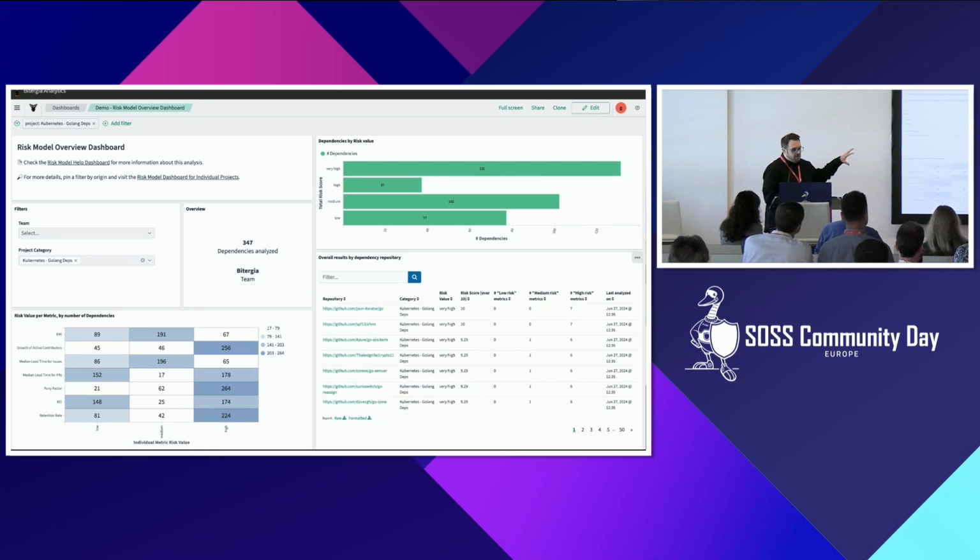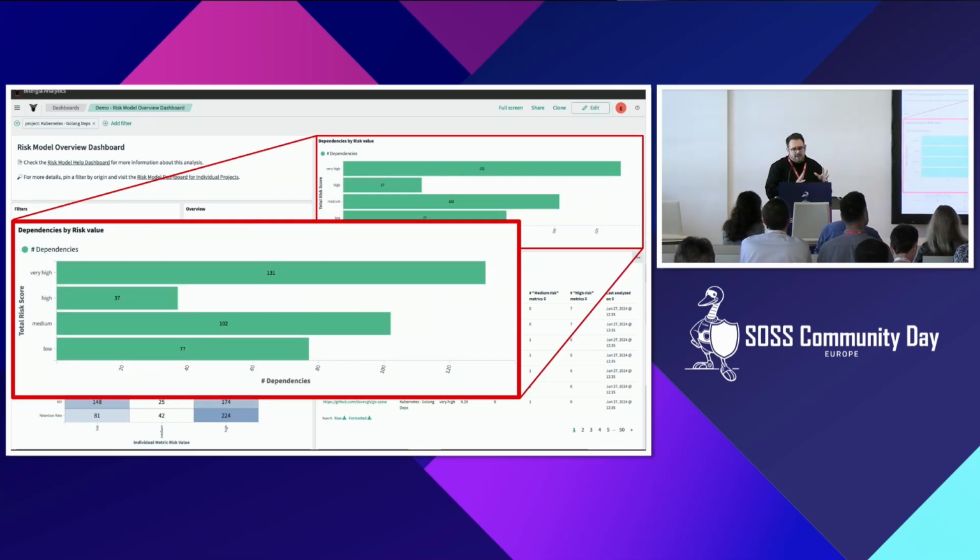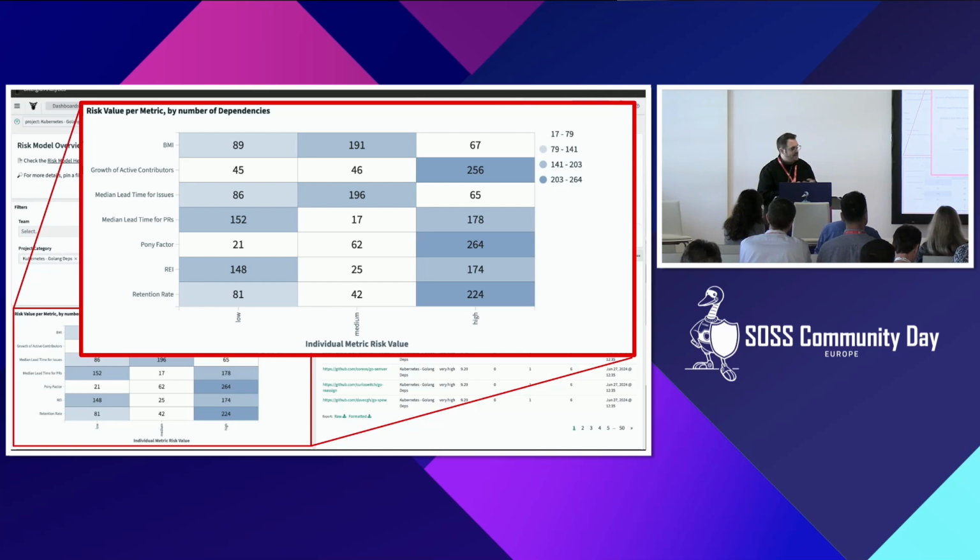What you can see here is an overview, and I'll explain what each part shows. We are filtering by a subset, which is the Golang dependencies from Kubernetes. At a high level, we see the distribution of the number of dependencies by risk, where they fall in this traffic light analogy: low, medium, high, and here we also separated out very high. I'll explain what happened there in a minute. We also have this heat map that helps us identify where the problems may be happening or where the projects are shining.